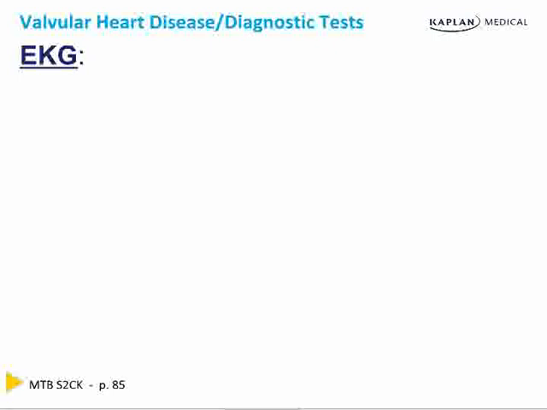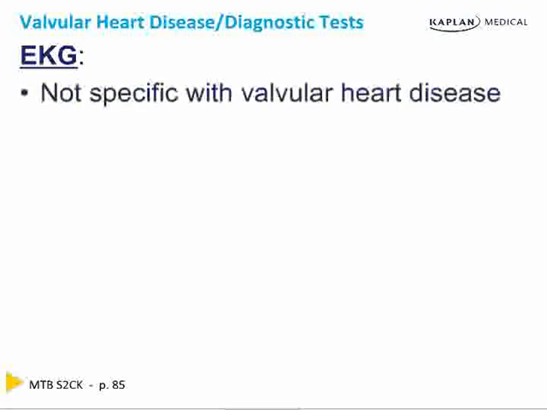It would be great if the EKG could give you specific diagnostic criteria for valvular heart disease, but it can't. There's nothing specific with valvular heart disease. You can see hypertrophies of things. You can see a biphasic P wave in V1 and V2. Biphasic P wave indicates left atrial hypertrophy.